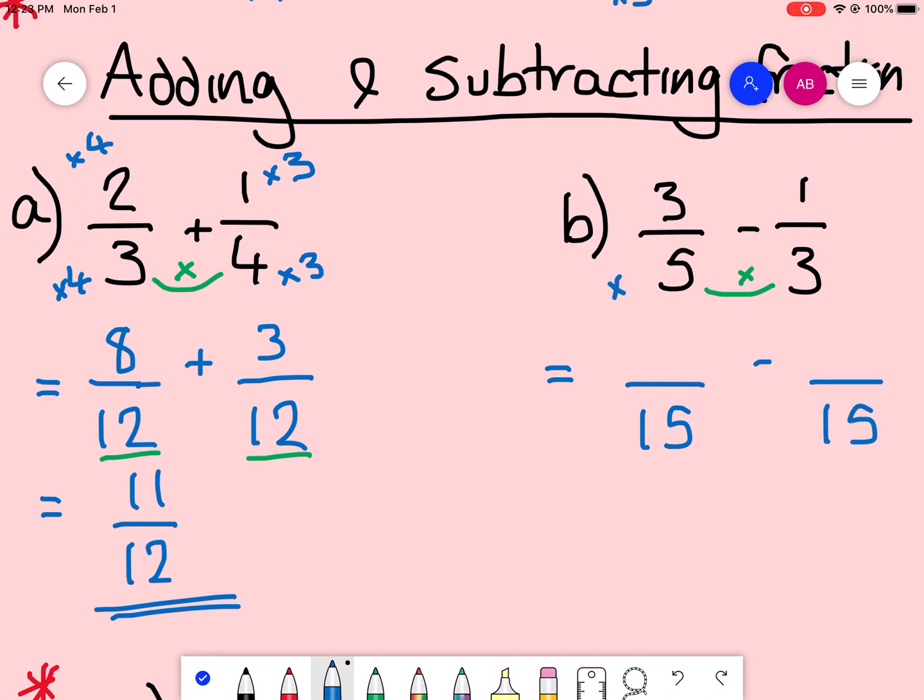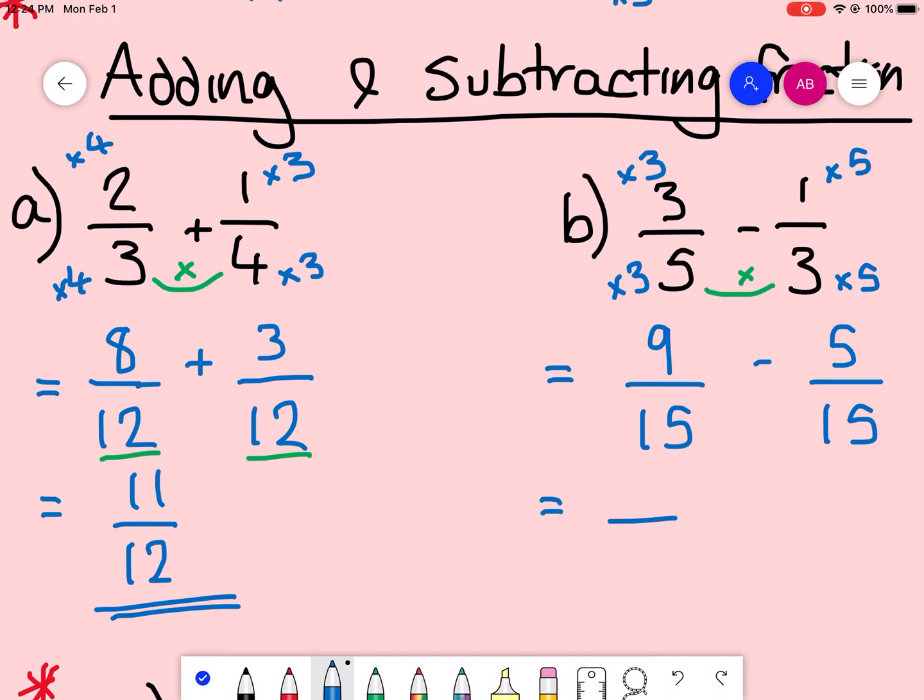What have I done to the 5 to get to 15? Times it by 3. Times the top number by 3 as well. That becomes 9 over 15. I've times the bottom number on the second fraction by 5. Times the top number also by 5. So that becomes 5 over 15.